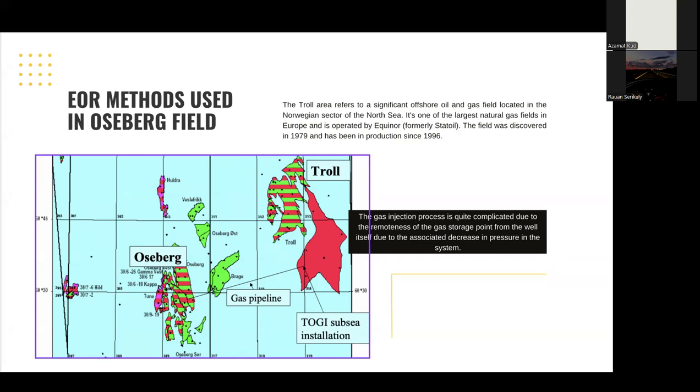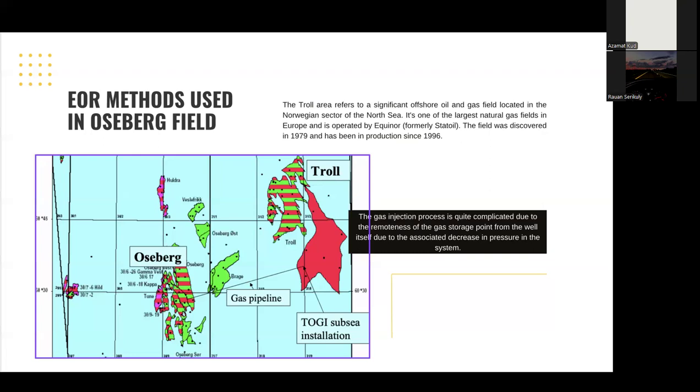In this EOR method used in the Oseberg field, this enhanced oil recovery method, these techniques are advanced methods which are employed after the primary and the secondary recovery stages to increase the oil recovery.